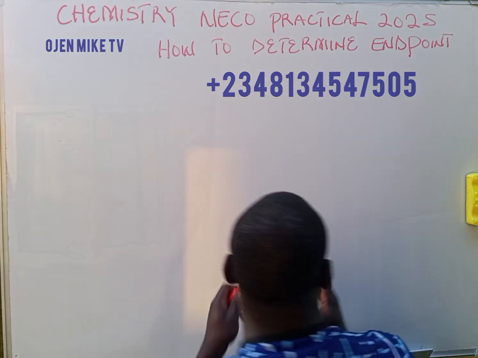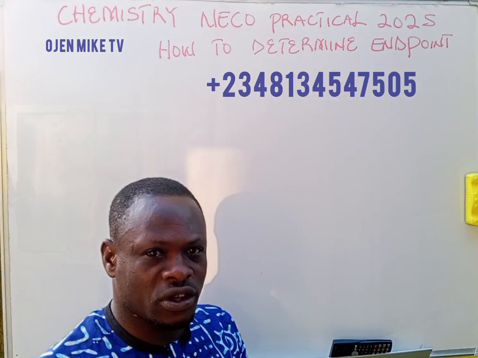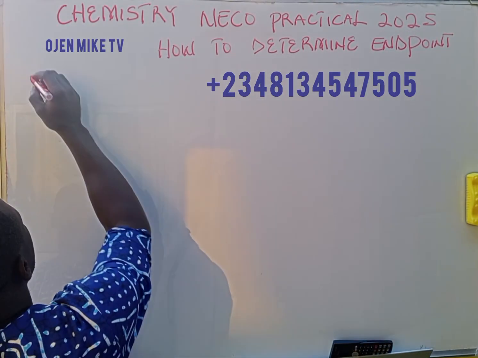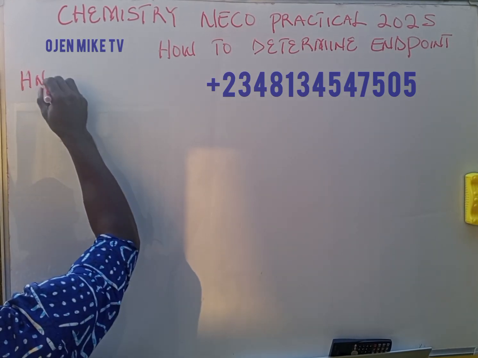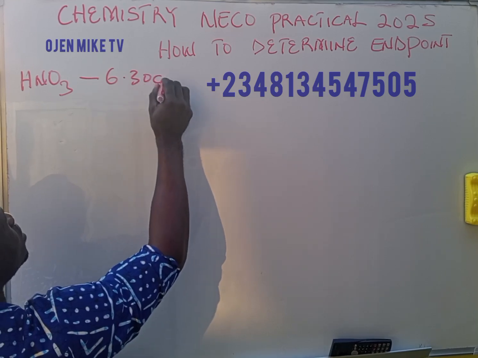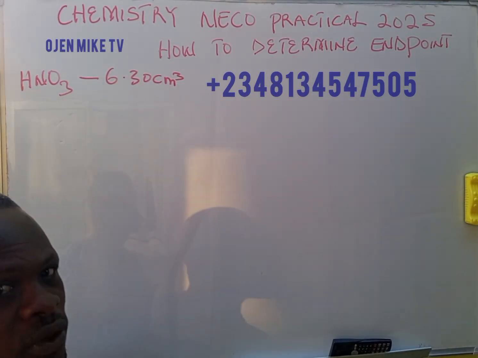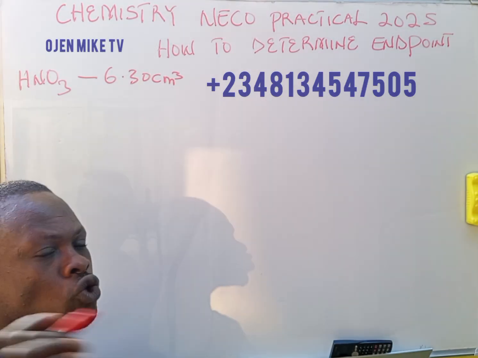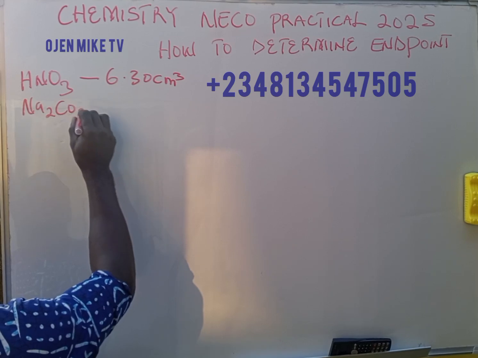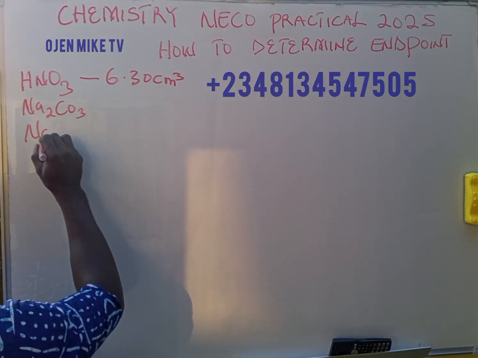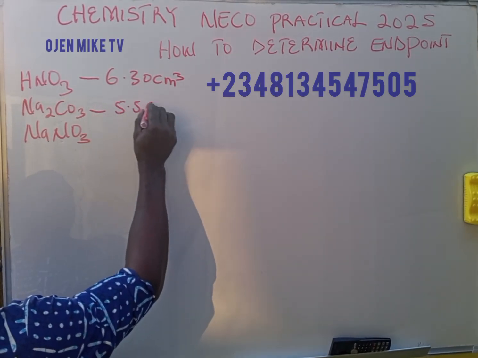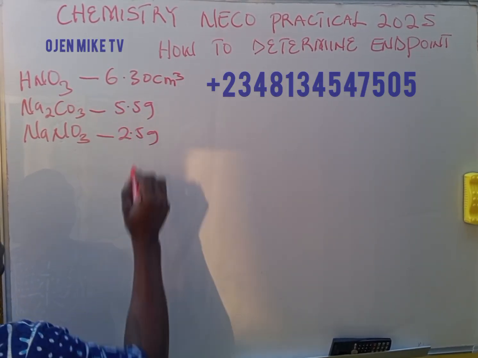Now let's go. What NECO gave for the practical is this. One, they gave acid, HNO3, 6.30 cm cubed. Then they gave you two salts that you should mix. One of the salts is Na2CO3 and the other one is NaNO3. This one is 5.5 grams and this one is 2.5 grams.